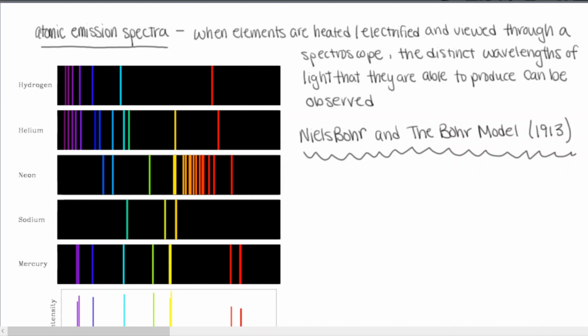Now, Niels Bohr was actually a Danish physicist who was working in Rutherford's lab. So remember, the model of the atom we're working with right now is called the nuclear model of the atom. Remember, Rutherford's gold foil experiment determined that there was a nucleus, but they didn't know much about the electrons and where the electrons were.